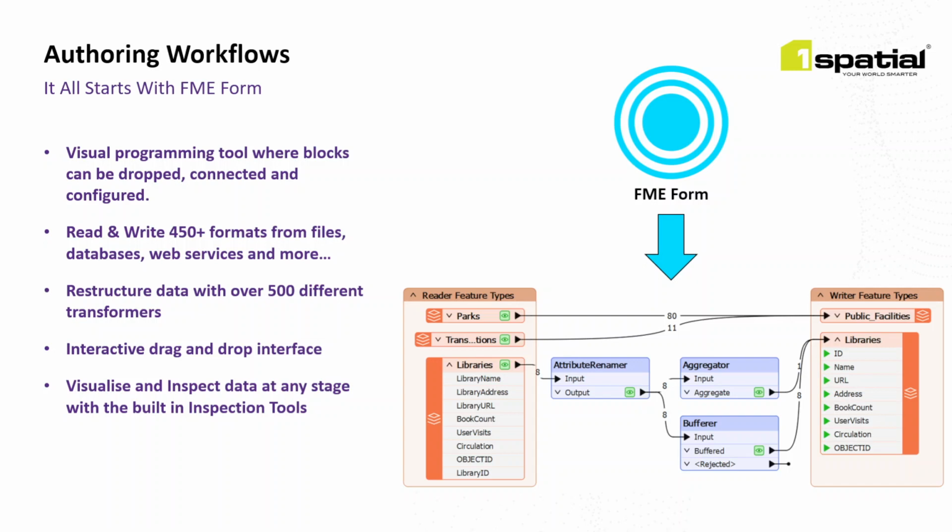You are able to restructure your data with over 500 different transformers, offering various functions. And all of this is through an interactive drag and drop interface that is extremely easy to use. Finally, it gives you tools to visualize and inspect your data at any stage of your workflow, meaning that you can review your inputs, outputs, and even the results from each stage of your transformation, giving you a really good understanding of what each step that you do is actually incurring for your data. It really is an intuitive and easy tool to use, whilst also being very powerful, something that I will be demonstrating later in this talk.